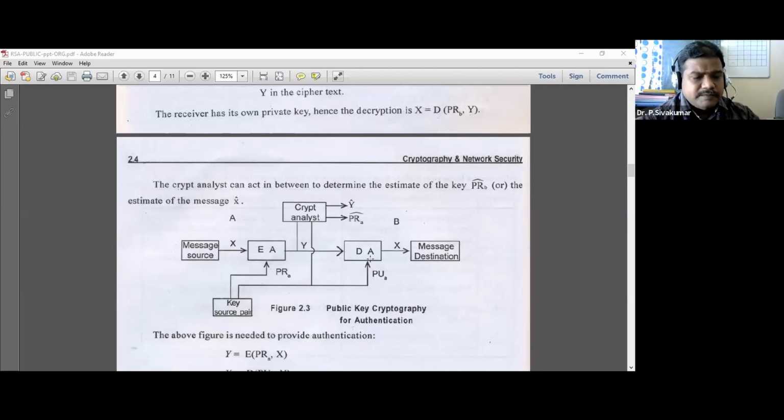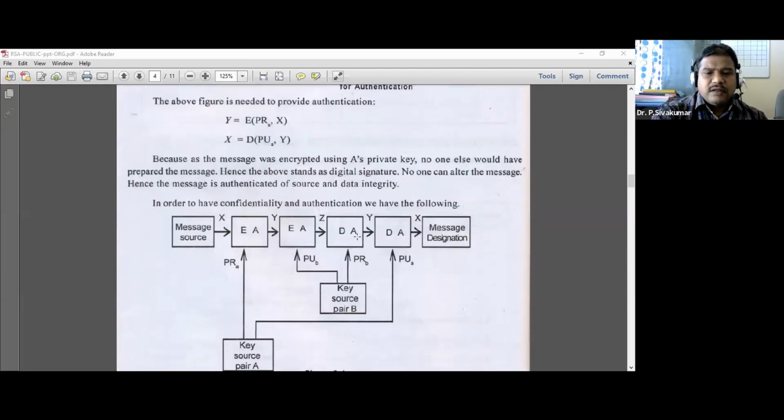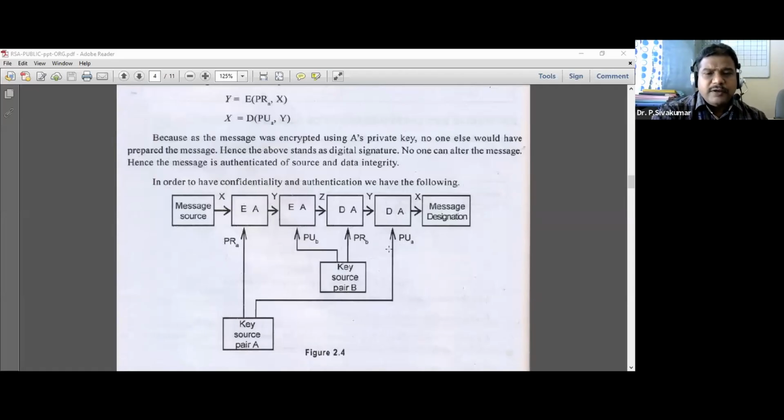Okay, so normally the encryption is done by the private key of user A. This is how authentication is ensured in public key cryptography. Both services we can incorporate in public key cryptography. What can we do by combining the two? We can use the public key cryptography algorithm so that you have confidentiality and authentication in any communicating messages.